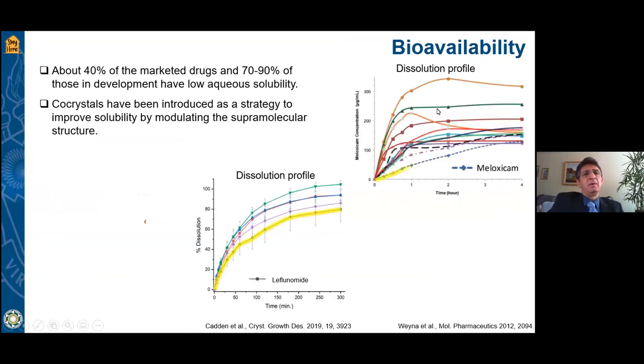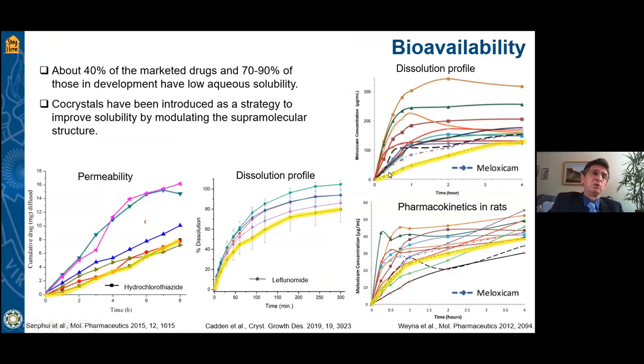As I told, the bioavailability used to be the main topic to be addressed, because with co-crystals we can improve dissolution rates, and in some cases permeability. The yellow line is the raw material, the pure component. The other color lines are different co-crystals, so you can improve dissolution rates. And of course, the goal is to improve the pharmacokinetics. And you can see you can even reach very, very high bioavailability using co-crystals.